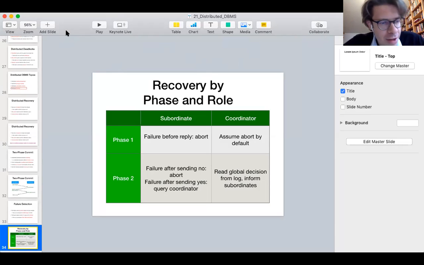All right. So this was our little overview of distributed database management systems. Are there any questions about that material for the moment?